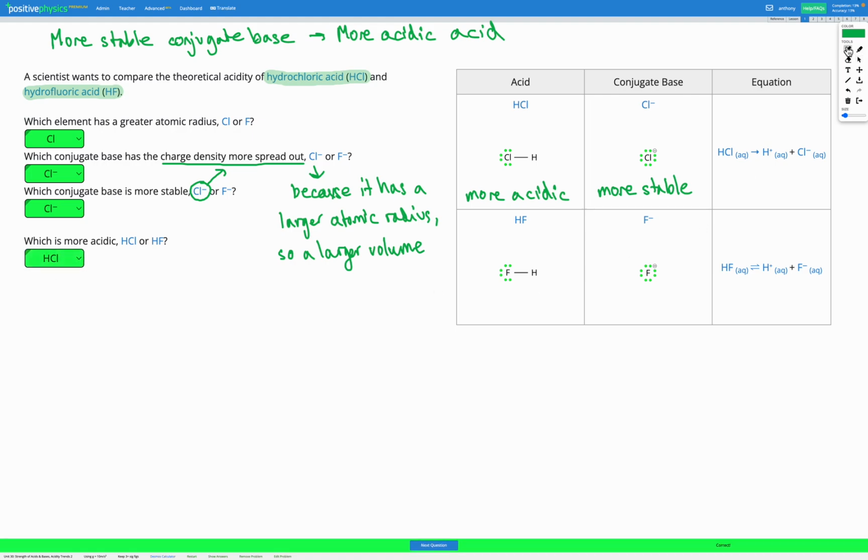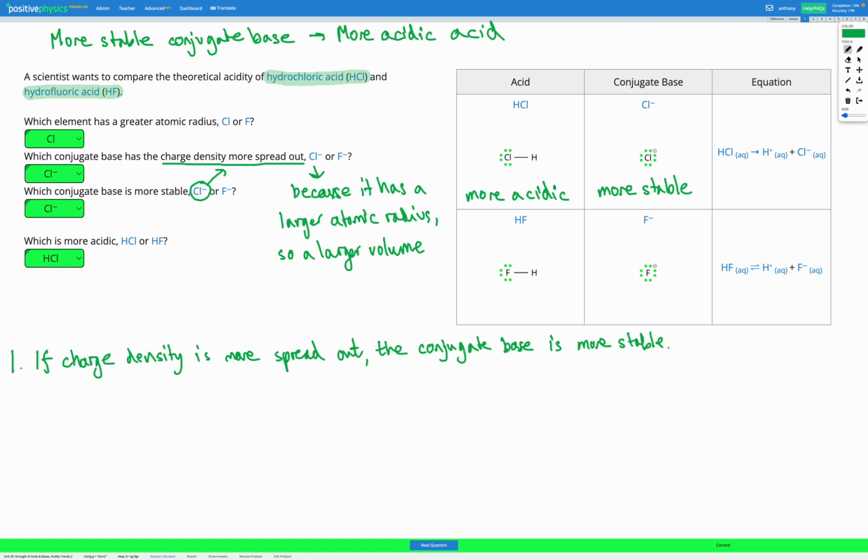So our first rule we found here is that if charge density is more spread out, the conjugate base is more stable. And remember, a more stable conjugate base means a more acidic acid. Let's try a different question.